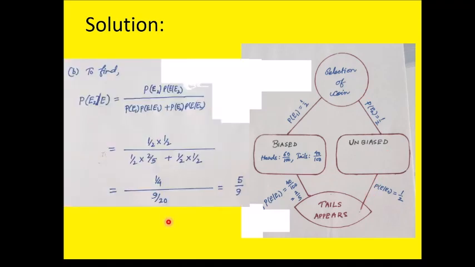In the second part of the answer, we have to find what is the probability that it was an unbiased coin if tail appears. So, therefore, P of E2 by E, hence the numerator will be filled with favorable number of ways by total number of ways, and the answer comes out to be 5 by 9.